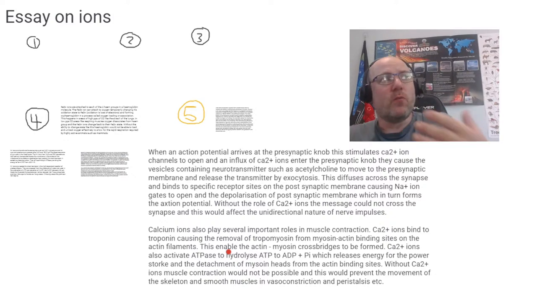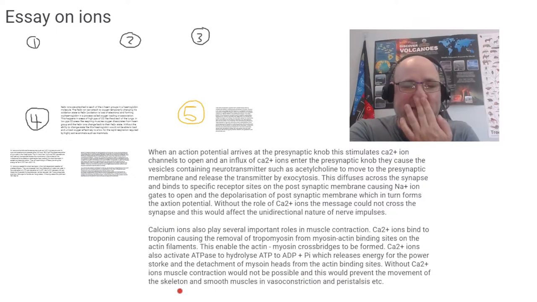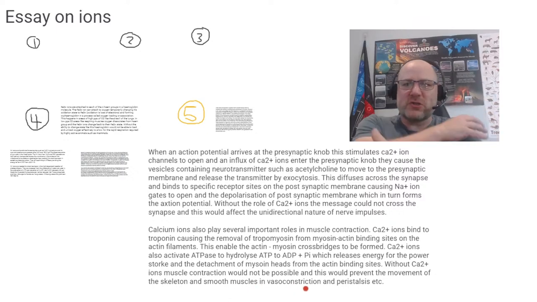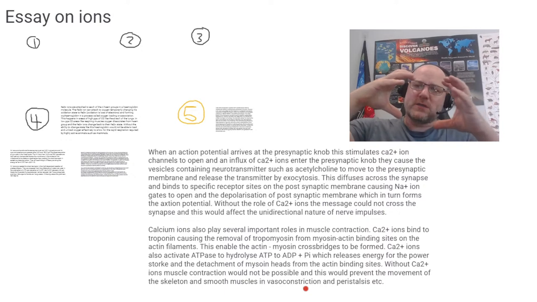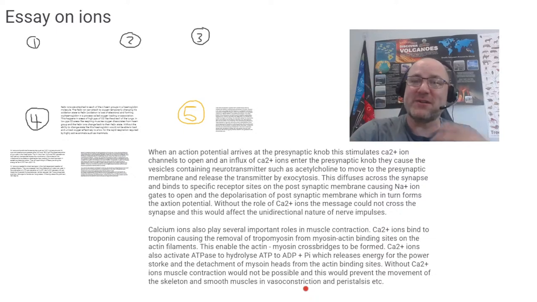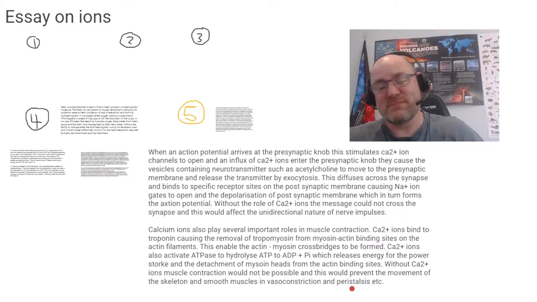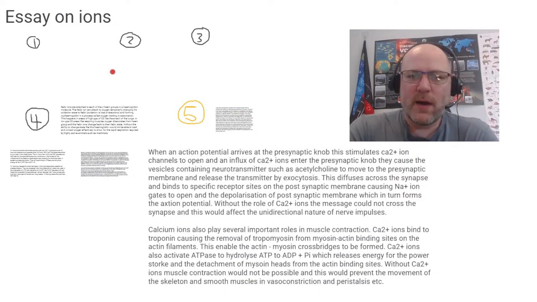Yeah, so what's the importance? Again, I've mentioned here, if we didn't have calcium ions, muscle contraction wouldn't be possible. What's the downside? We couldn't move our skeleton. Not just the skeleton. We've got smooth muscle in vasoconstriction. You know, when you get hot, your arterioles dilate and you release more blood, more heat via radiation to help you cool down. And peristalsis, when you eat food, you've got the contraction of the smooth muscle throughout your digestive system that moves food down. So we wouldn't have that. We wouldn't be able to do that, basically. Yeah, so super important. Okay.